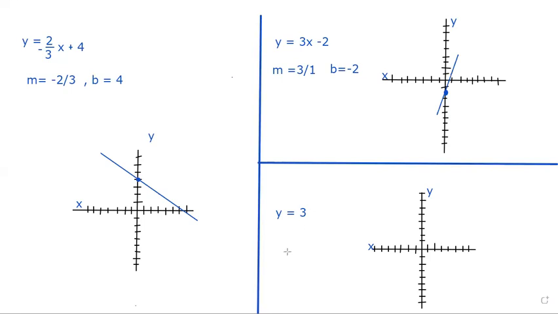Now, last, this is a little different. And we still just adhere to what we've already learned. Here, if we notice, we have no slope. m is equal to 0. So that automatically tells us that our line will be horizontal. If your slope is 0, the line will be horizontal. So m is equal to 0, and then b is equal to 3.